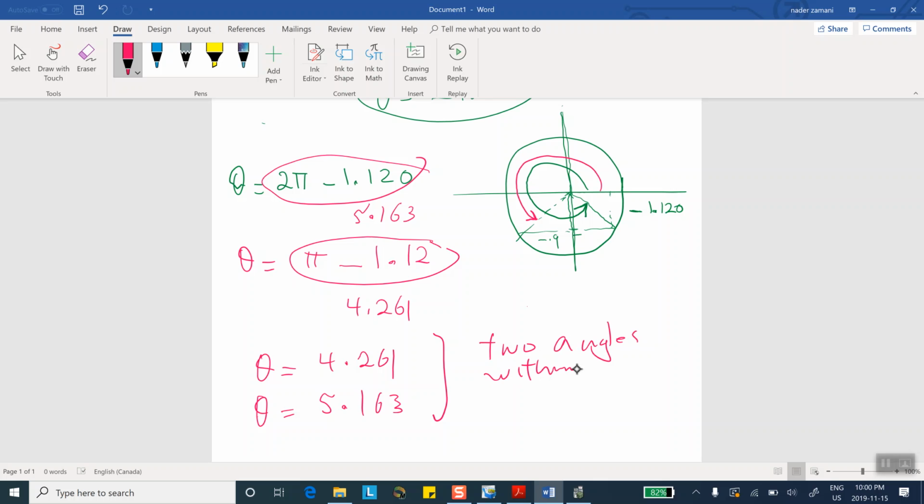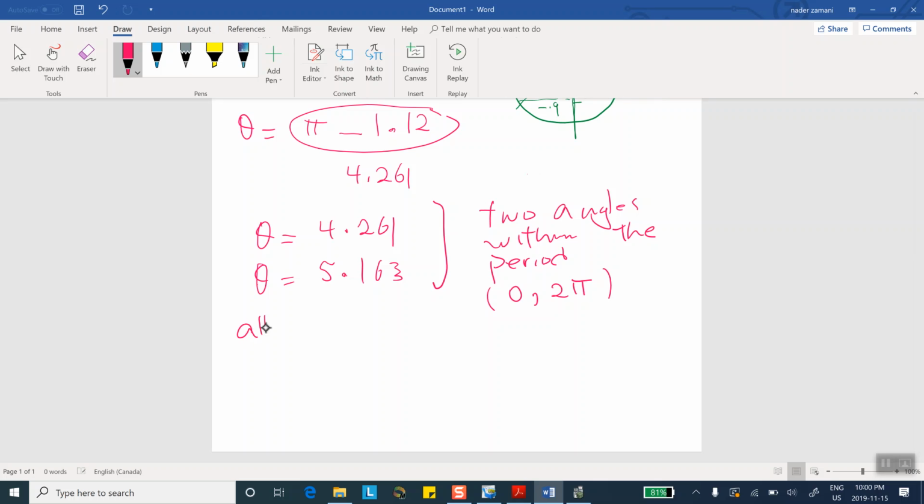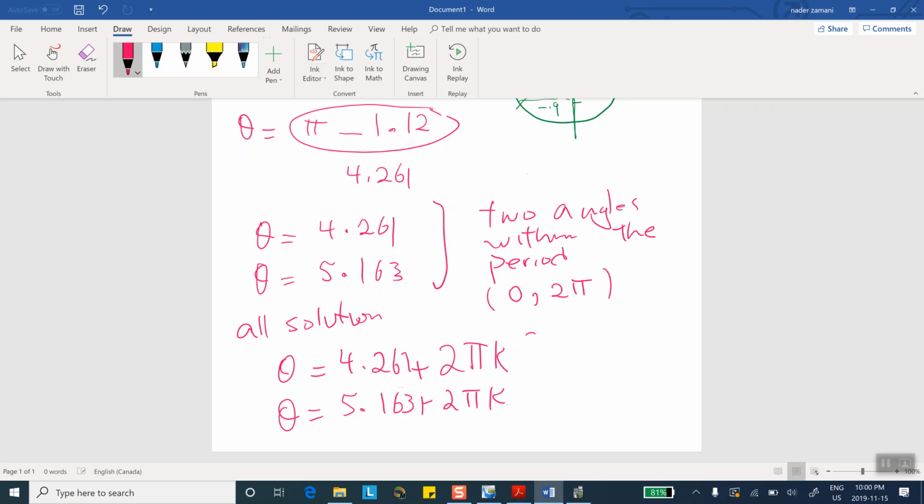These are two angles within the period 0 to 2 pi. Just look at it. They're both positive and they're both less than 2 pi. So all solutions are going to be theta equal to 4.261 plus 2 pi k, and theta equal to 5.163 plus 2 pi k, k equal to 0, plus or minus 1, plus or minus 2, etc.